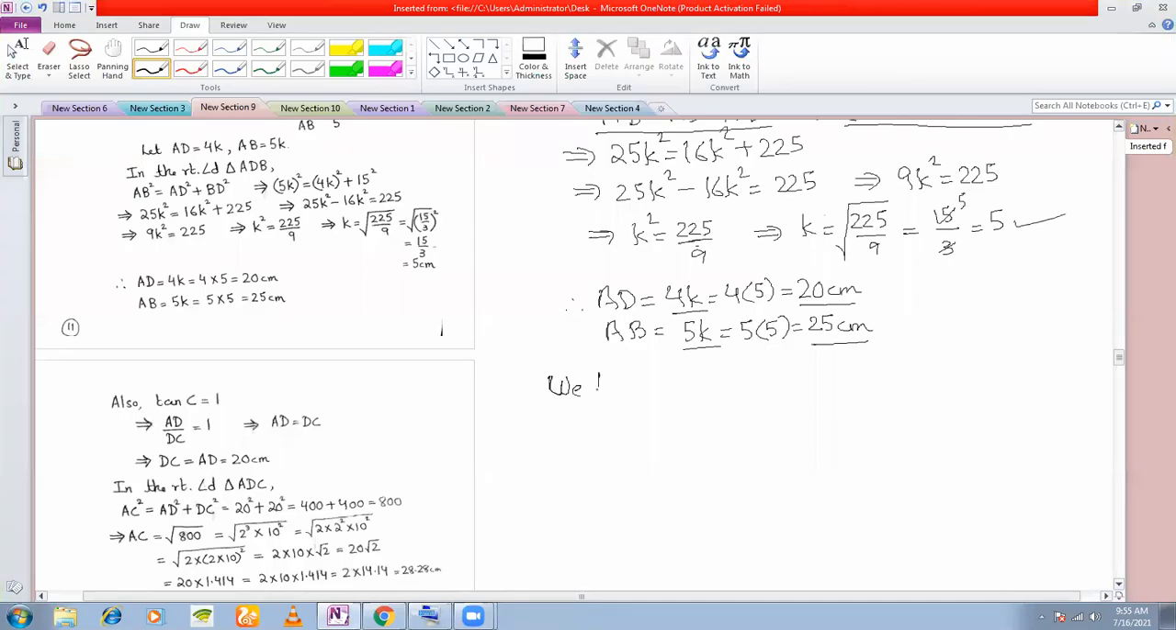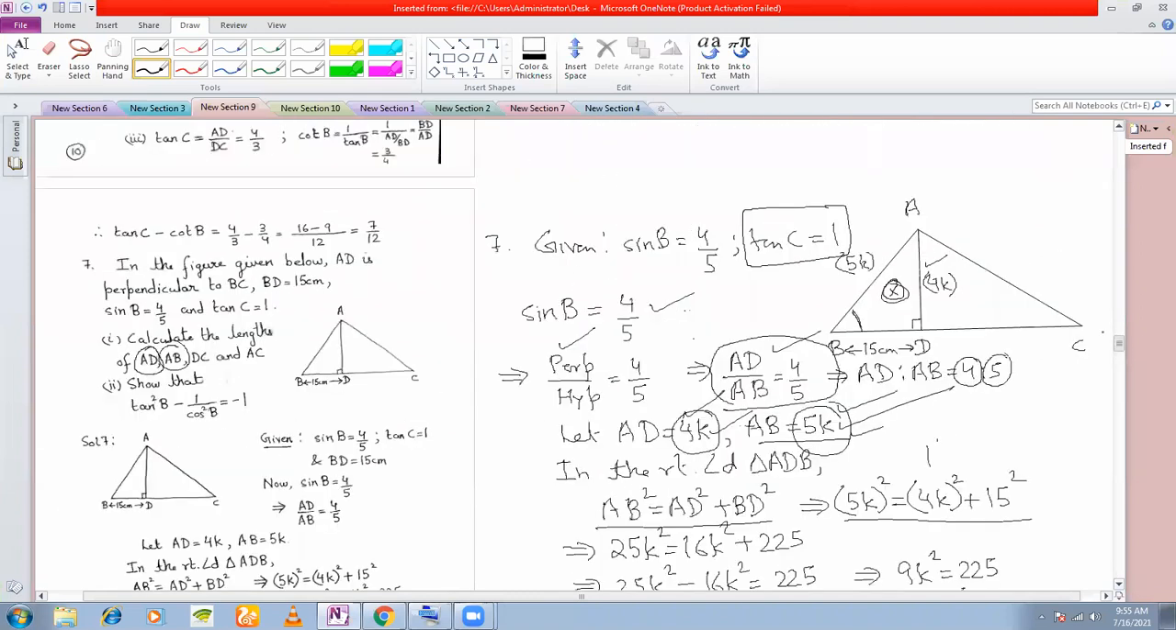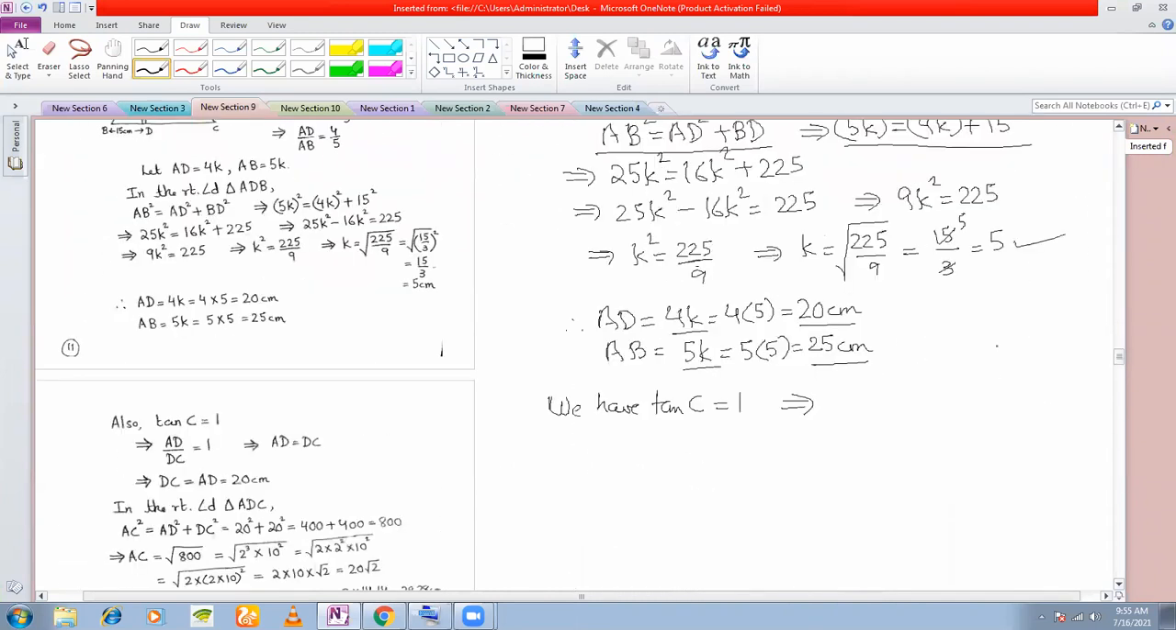So we have tan C is equal to 1, given. Now, if you see in the figure, tan C, we are talking about this angle. That means AD is our perpendicular and DC is our base. So therefore, tan C is equal to AD by DC. AD by DC is equal to 1. That means AD must be equal to DC.